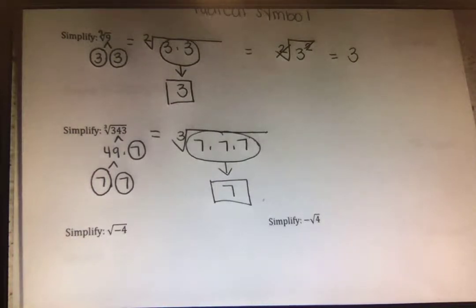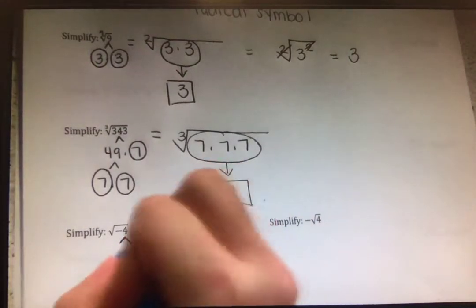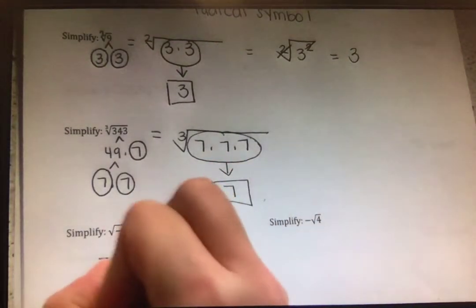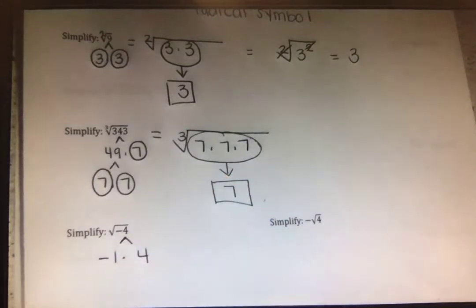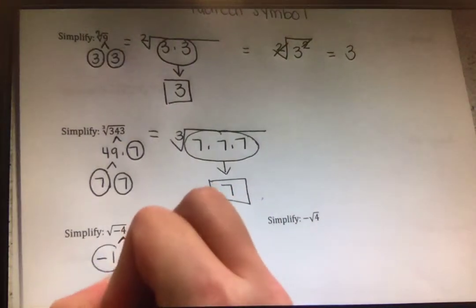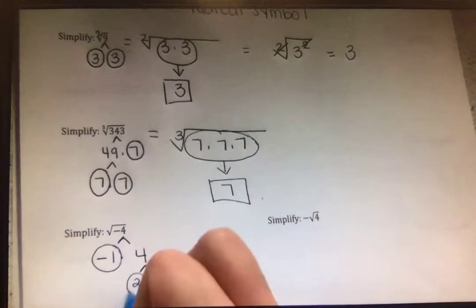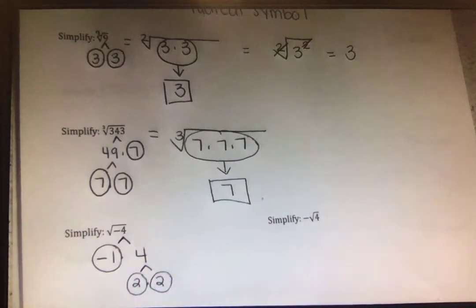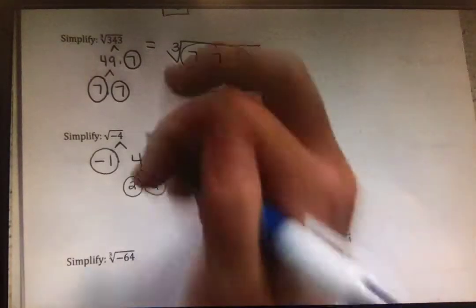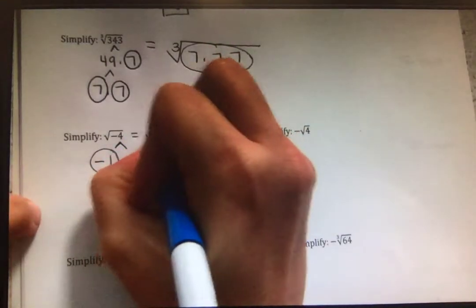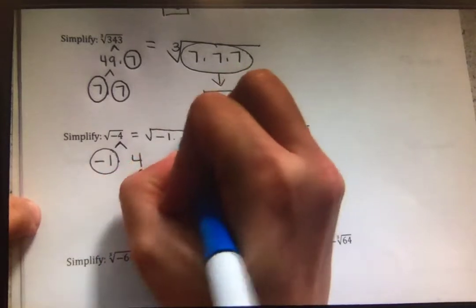Same thing with the next one. I have to simplify the square root of negative 4. So I can break up negative 4. This is our special case. I can break it up into negative 1 times positive 4. Negative 1 again is our special case. It can't be broken down any further, so it's going to get circled. 4 we know is 2 times 2. 2 is prime, it cannot be broken up any further, so it will also get circled. So underneath the radical negative 4, we're going to rewrite as negative 1 times 2 times 2.